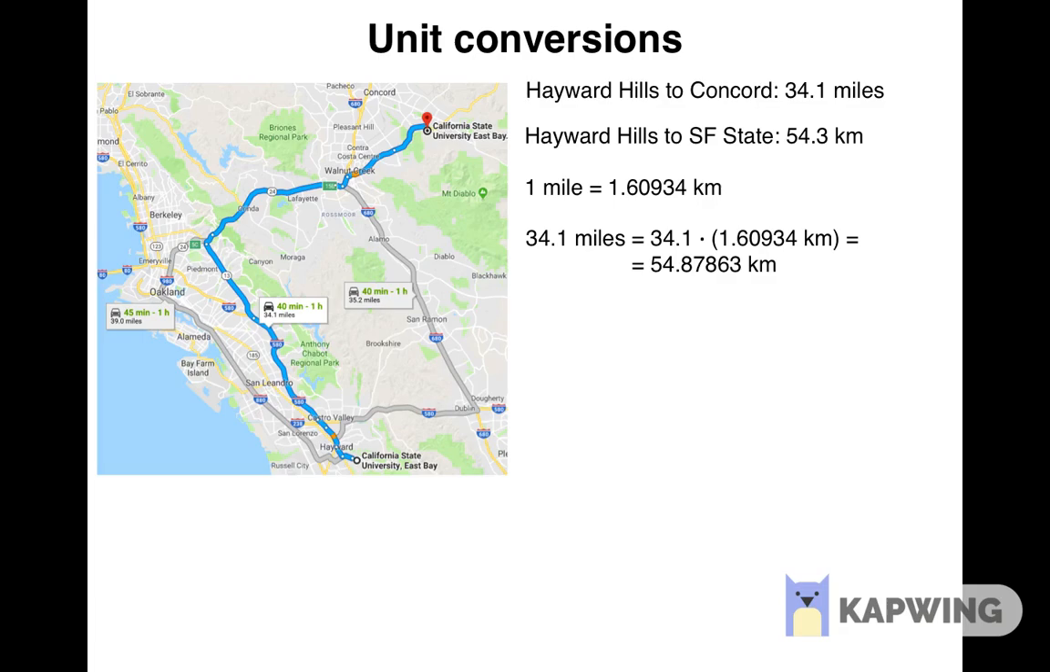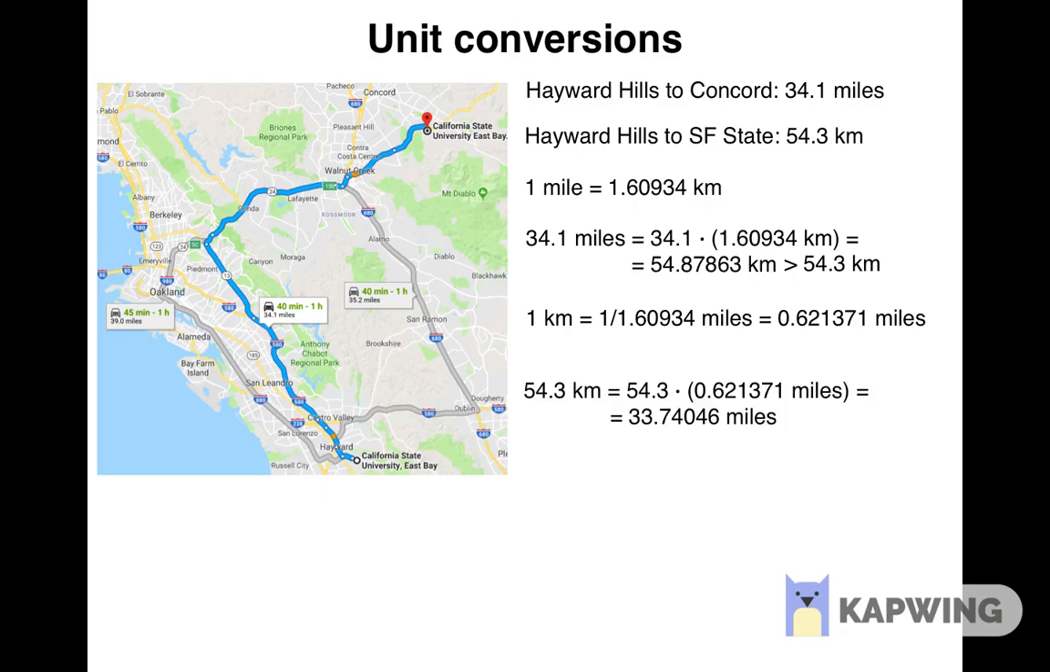This distance is slightly larger than 54.3 kilometers, the distance from Hayward Hills to San Francisco State. Of course, you could also convert the distance in kilometers to miles. If there are 1.60934 kilometers to a mile, then there is 1 divided by 1.60934 miles to a kilometer, and that comes to 0.621371 miles to a kilometer.